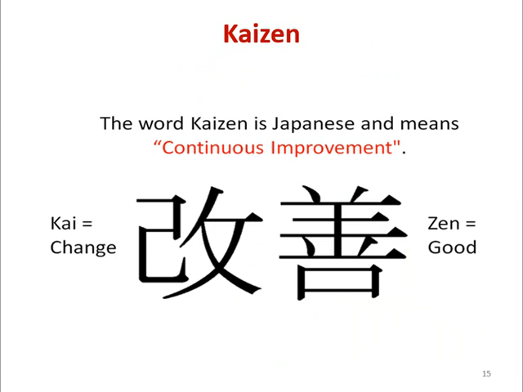From the perspective of Agile, Kaizen is a very important keyword, which is continuous improvement. When you translate this Japanese word Kaizen, it comes to continuous improvement. We just talked about it in the previous slide. You split the word: Kai is equal to change and Zen is equal to good. So you do the change for good. That is continuous improvement.